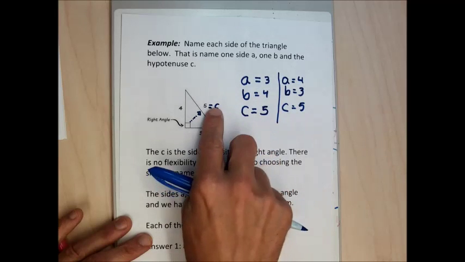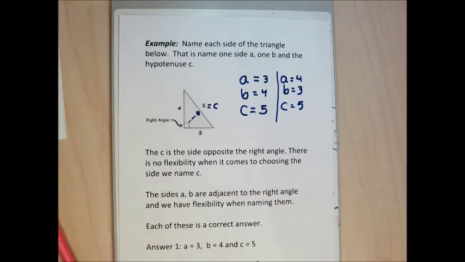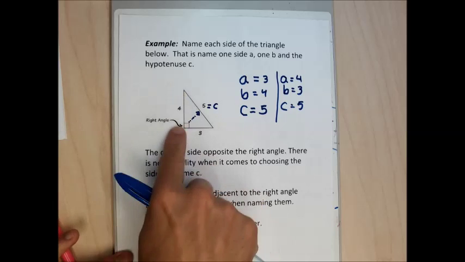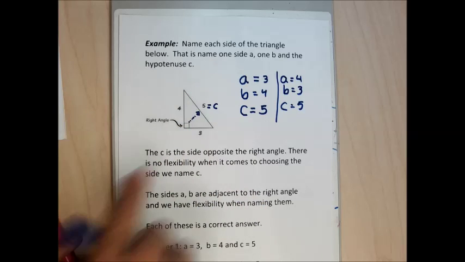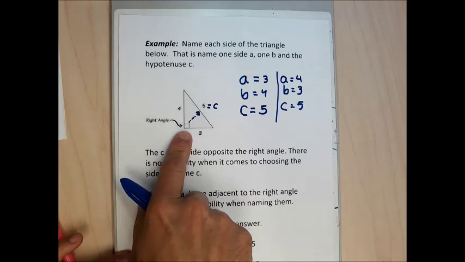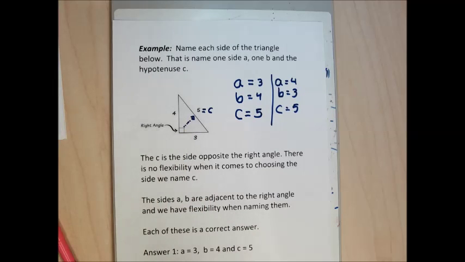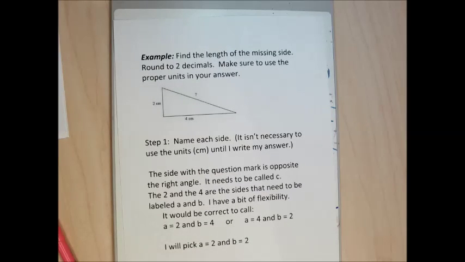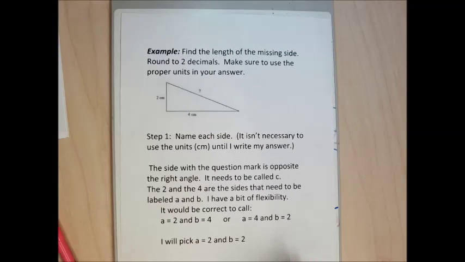It's the C that's not flexible, but the A and the B, the sides that are adjacent or next to the right angle, or that contain the right angle between them, those are flexible. Now we'll do an example where we actually use the Pythagorean Theorem to find the missing length of a triangle.